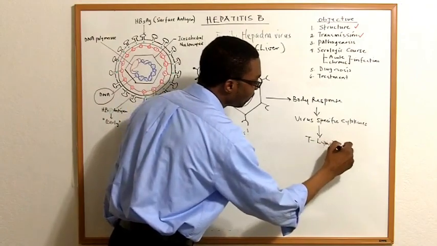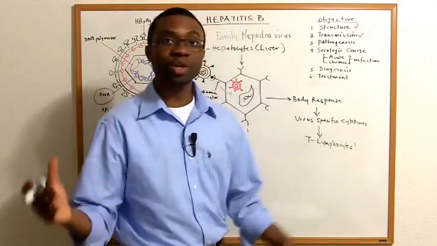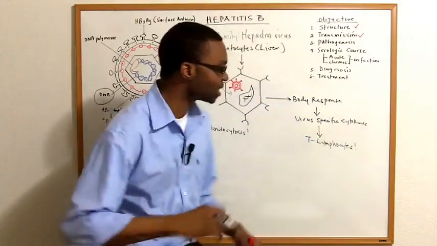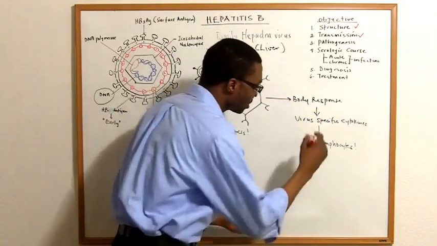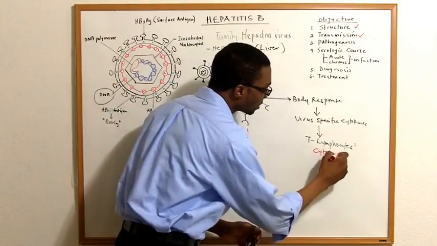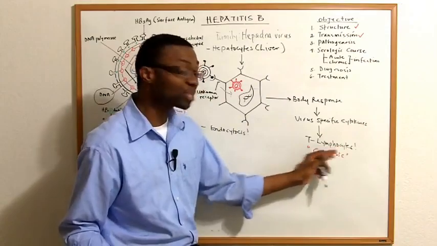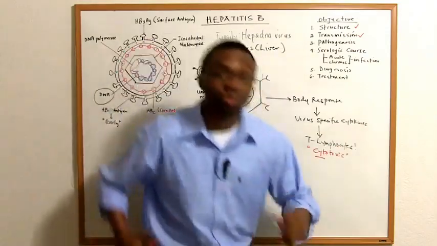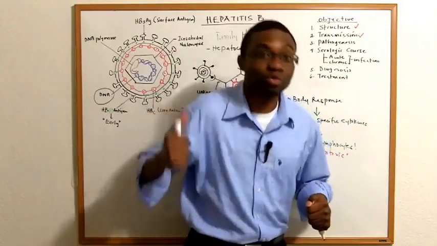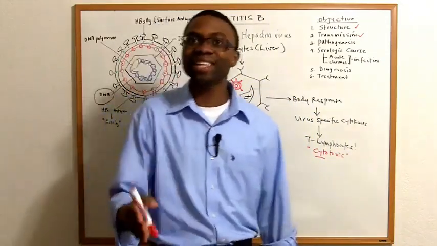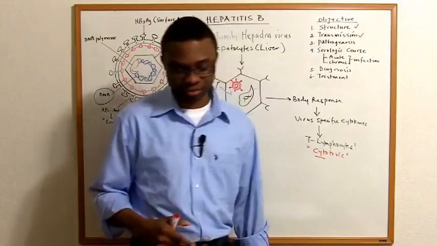T lymphocytes to be recruited into the liver, where when the T lymphocytes come in, these are actually cytotoxic. Let's look at the word cytotoxic. Cyto means cell. They're actually toxic to the cell itself. So the viruses are running, the T lymphocytes are running to the spot to go find the virus and kill it. It's an assassination mission.